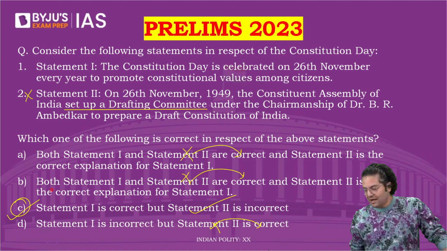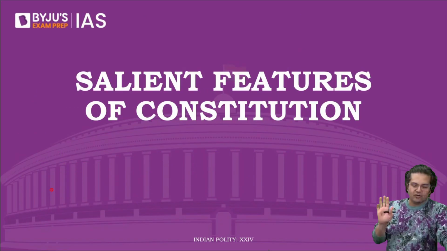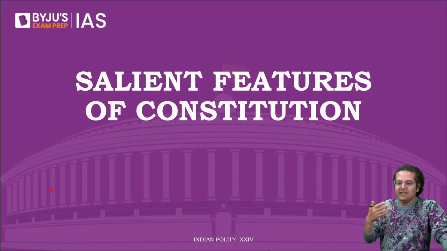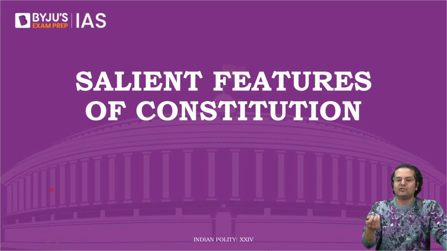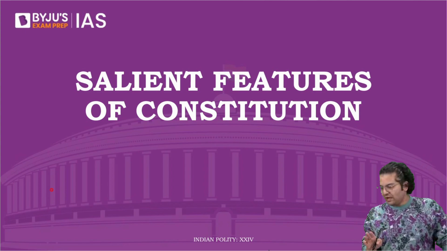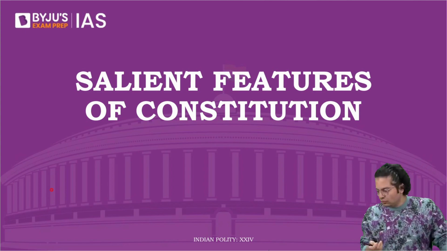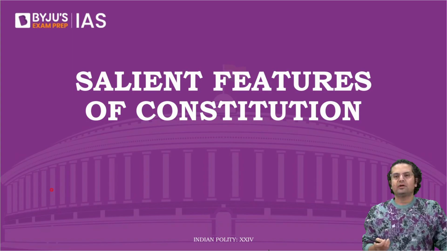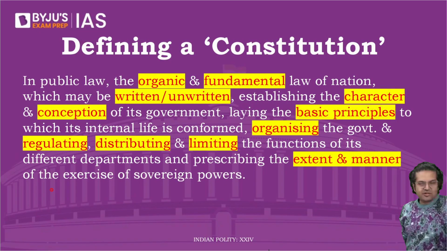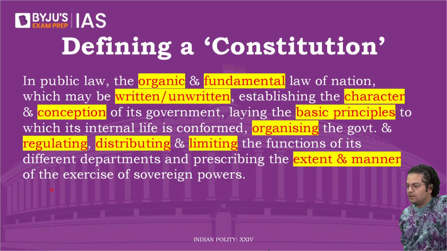Okay. Now the salient features of our constitution. Since we know everything now, it is very easy for us to understand those salient or important features. But before that, we should also know what is a definition of the constitution. So this is more like the Chatur definition in Three Idiots.